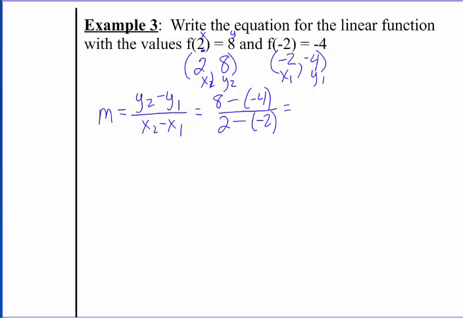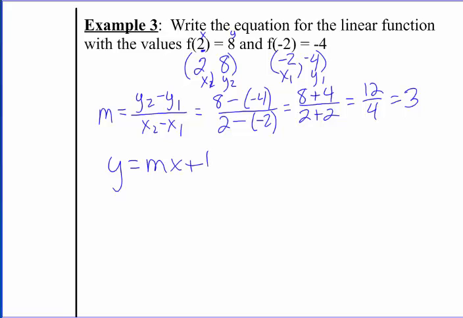Okay, remember when you have two negatives, minus a negative number, that's a plus, so that's 8 plus 4, 2 plus 2, 12 over 4, which is 3. So the slope in this case is 3. So now we need to find our b value. So we have y equals mx plus b. We have our m value. m is 3. And now we need to find b.